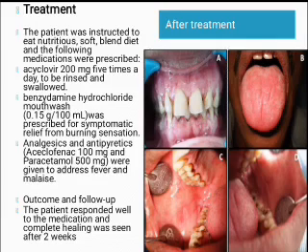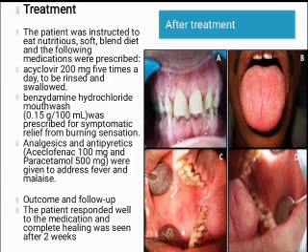Now for treatment, the patient was instructed to eat a nutritious soft blend diet and the following medications were prescribed. Acyclovir 200 milligrams 5 times a day to be rinsed and swallowed, benzydamine hydrochloride mouthwash, analgesics, and antipyretics to address fever and malaise. Outcome and follow-up for this patient.